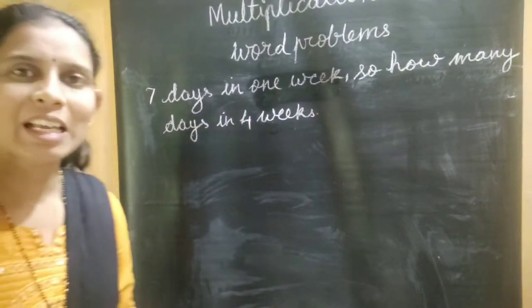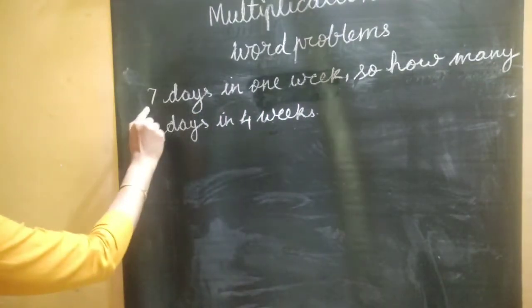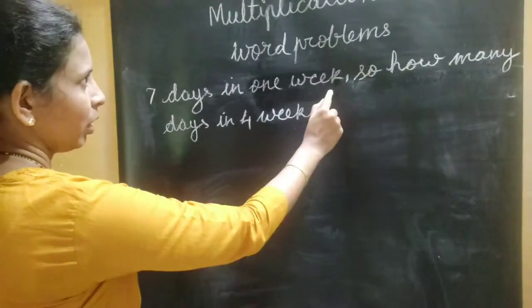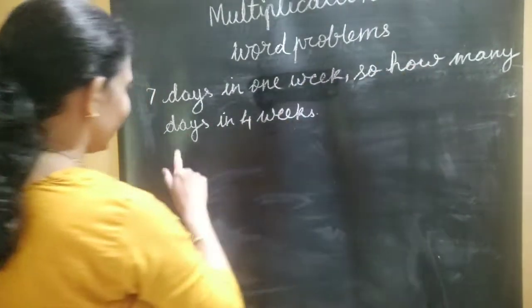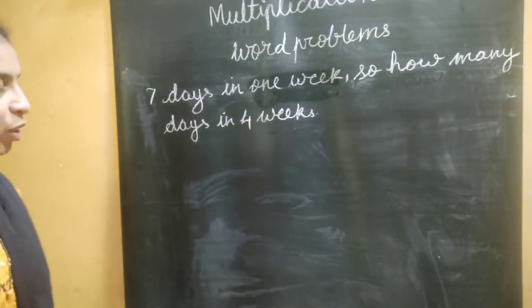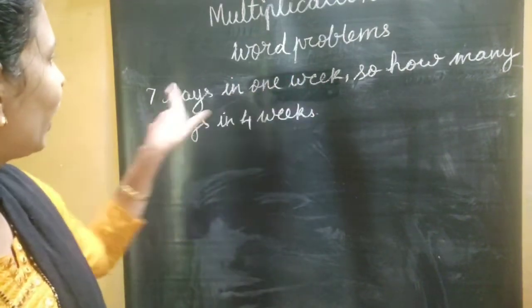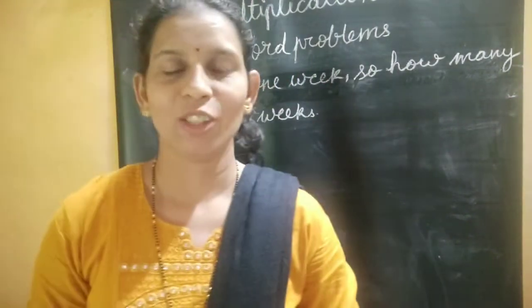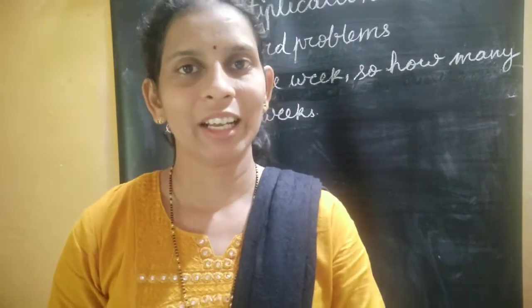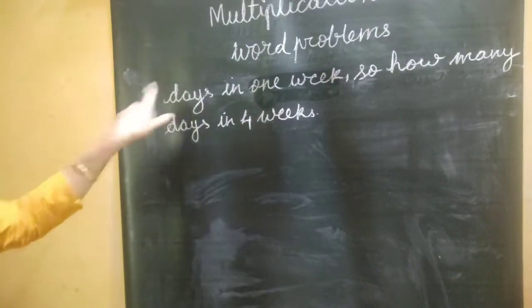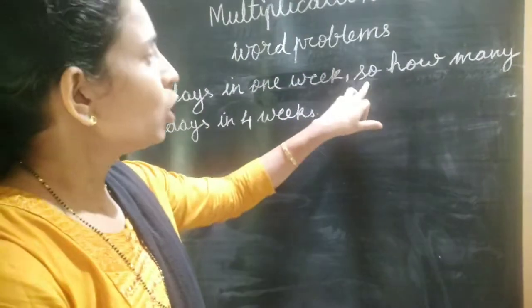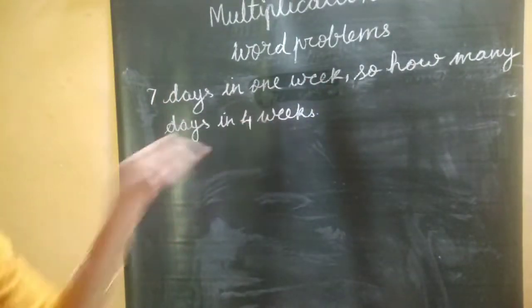Student, see the second example. 7 days in 1 week. So how many days in 4 weeks? So students, you know that in 1 week how many days are there? 7 days. Which 7 days can you tell me? Correct. Sunday, Monday, Tuesday, Wednesday, Thursday, Friday and Saturday. These are the 7 days in 1 week. So how many days in 4 weeks?